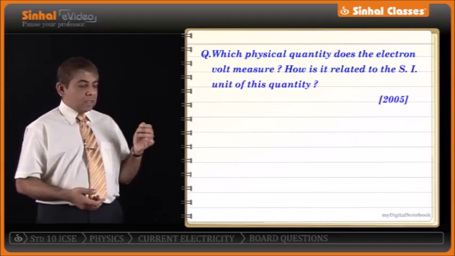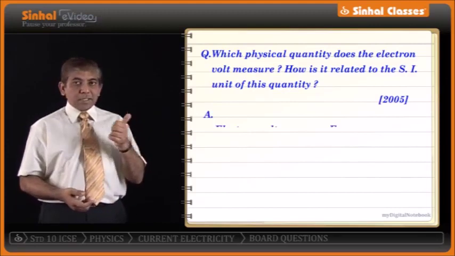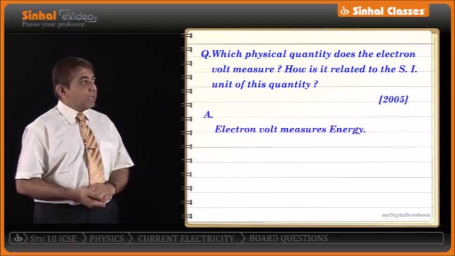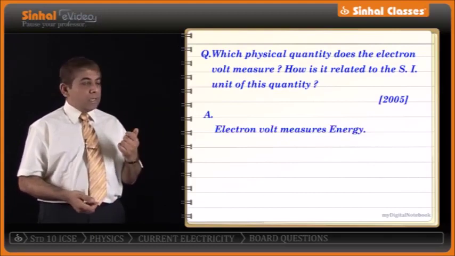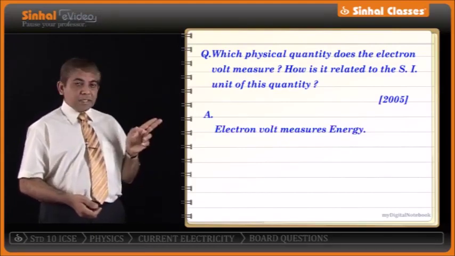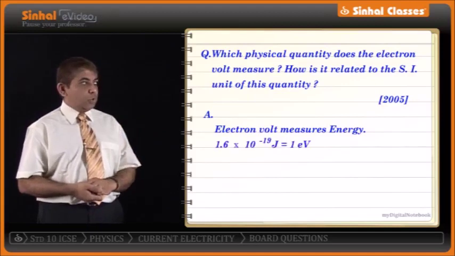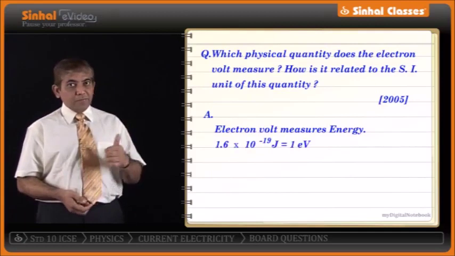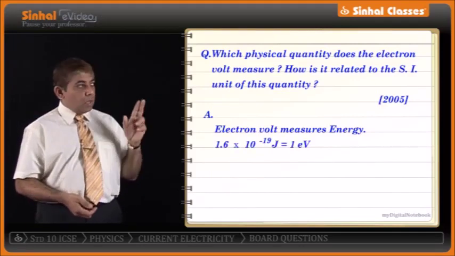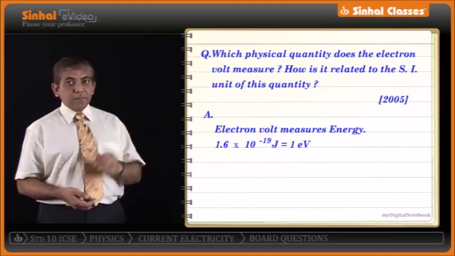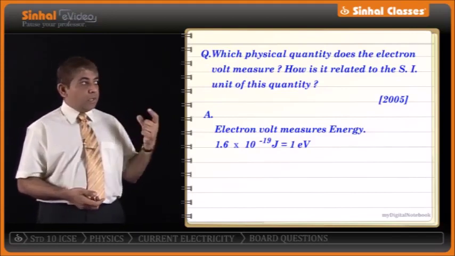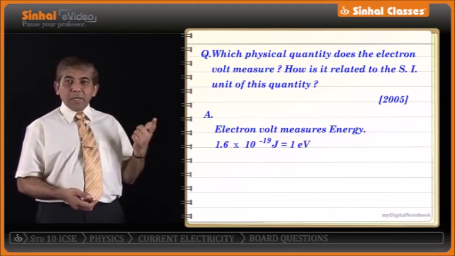Obvious answer over here is electron volt measures energy. Electron volt is a measure of energy, and it is related to its SI unit by the relation 1 electron volt is equal to 1.6 into 10 to the power minus 19 joule, because joule is the SI unit of energy. So we are correlating electron volt with joule by this particular conversion.